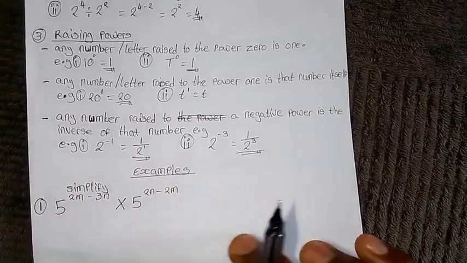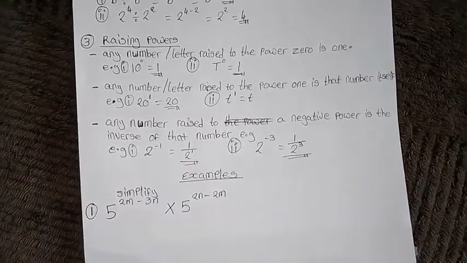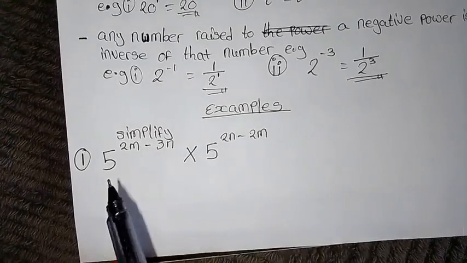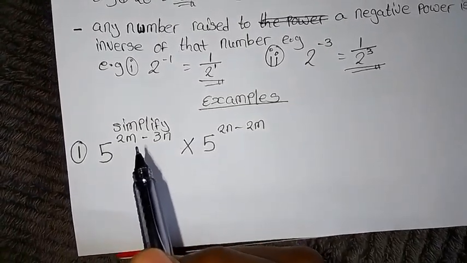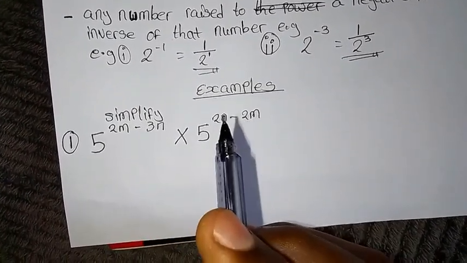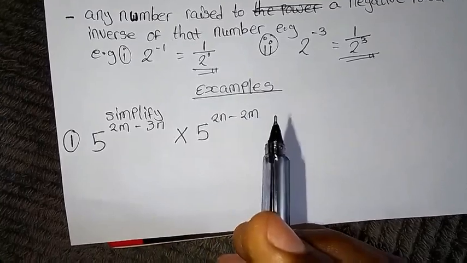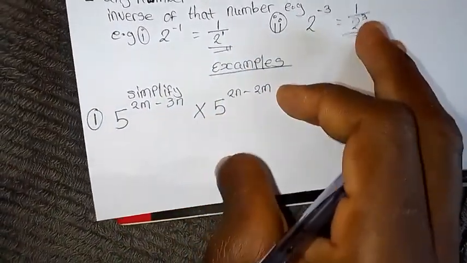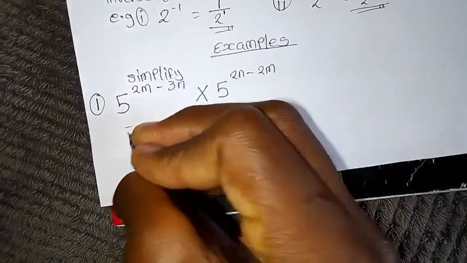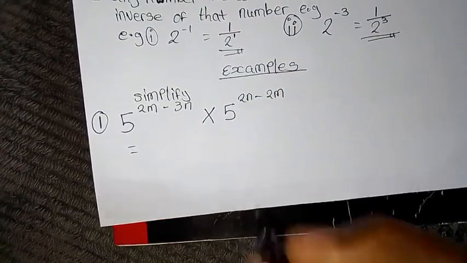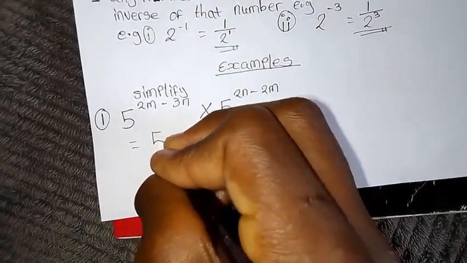Now let us look at examples of how to deal with these laws. I have an example here. It's 5 power 2m minus 3n multiplied by 5 power 2n minus 2m. For this example, we are going to use the law of multiplication. The law of multiplication states that when the bases are the same, you add the powers. Our base is 5, we are going to maintain it.